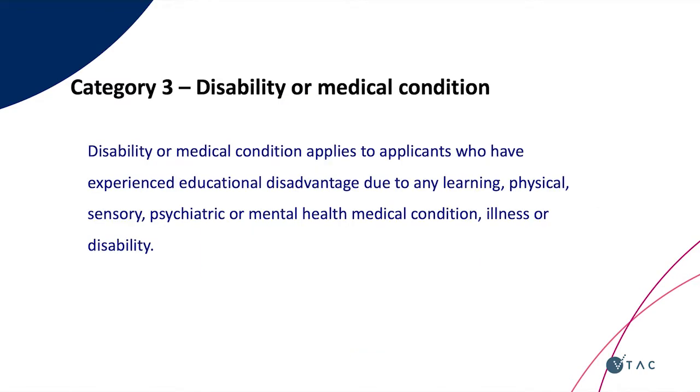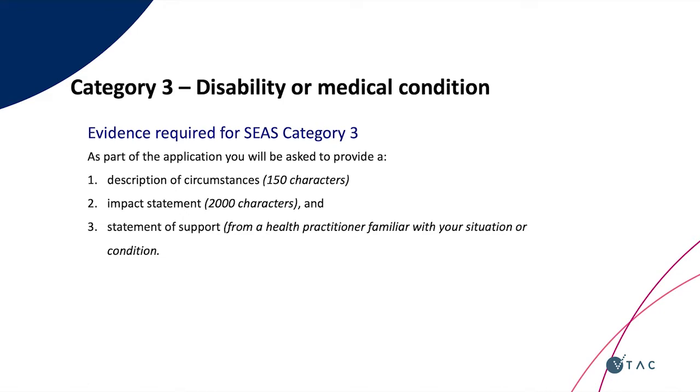Category 3 is about disability or medical condition. They could be due to any learning, physical, sensory, psychiatric or mental health medical condition, or an illness or disability. They could be something that was short-term, like a broken leg, or they could be something that's chronic. For Category 3, you will be required to actually describe the circumstances. You only have 150 characters to be able to do that. You'll also then have to go on to describe what the impact of those circumstances or the impact of that disability or medical condition had on you.